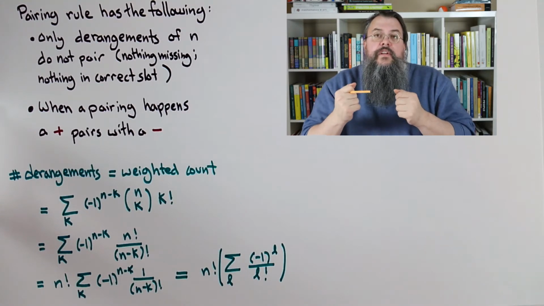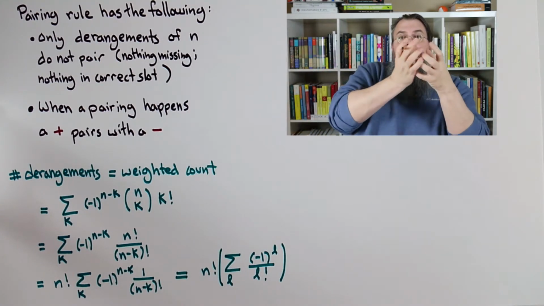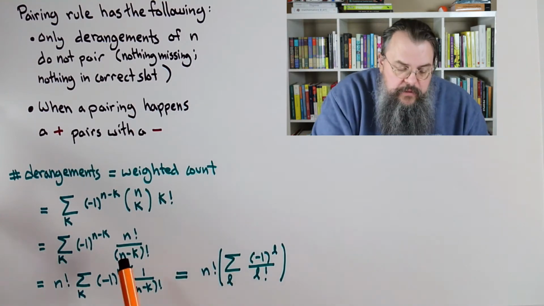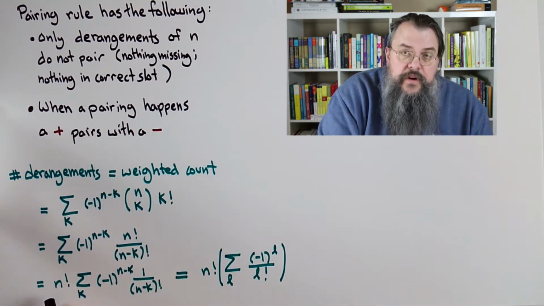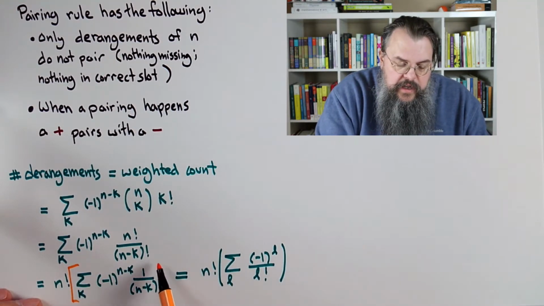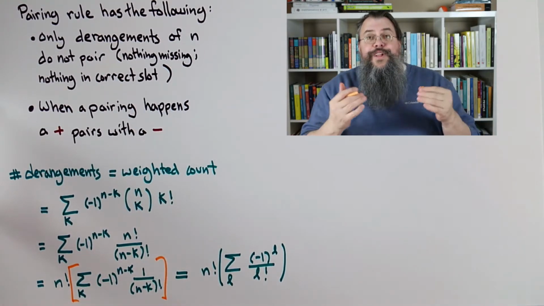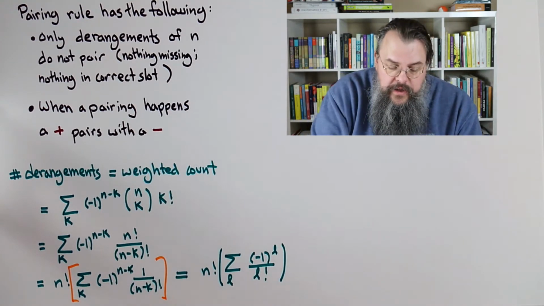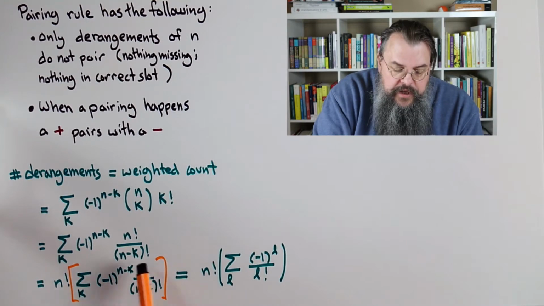So since it's constant, we can pull it all the way out. So we're going to pull it all the way out, and in this case, we'll pull the n factorial to the front. So this is an idea that, hey, constants can pull out. So what are we left with? Well, we have this sum here.